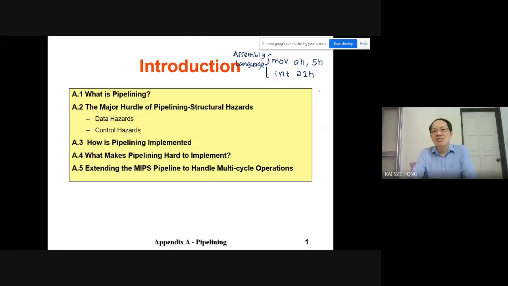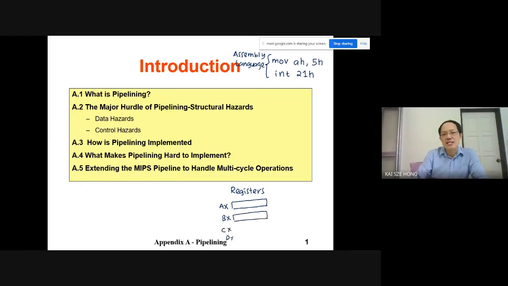But inside the computer, what does the computer actually do for these two instructions? The first thing we must know is that in the computer, there are many parts. The first part is actually the registers. There are many registers. So we have register AX, BX, and also register CX, and DX. And we have many other general purpose registers. These are the four registers which we use to actually program our computers. Inside the AX, there are two parts, which are AH and AL.